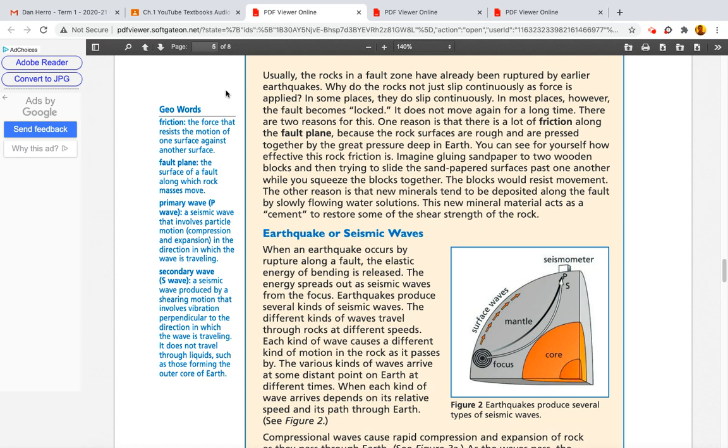You can see for yourself how effective this rock friction is. Imagine gluing sandpaper to two wooden blocks and then trying to slide the sandpapered surfaces past one another while you squeeze the blocks together. The blocks would resist movement. The other reason is that new minerals tend to be deposited along the fault by slowly flowing water solutions. This new mineral material acts as a cement to restore some of the shear strength of the rock.